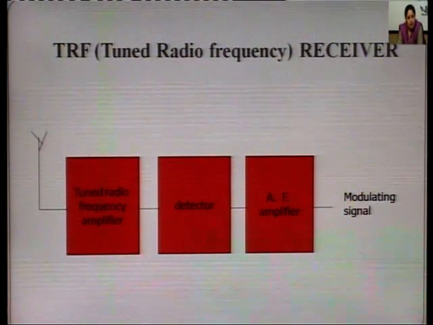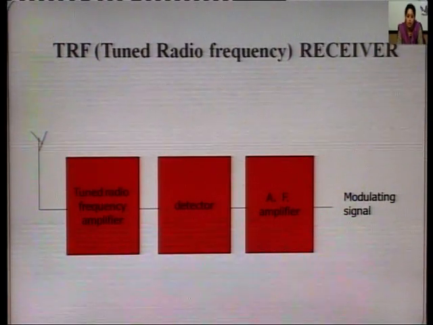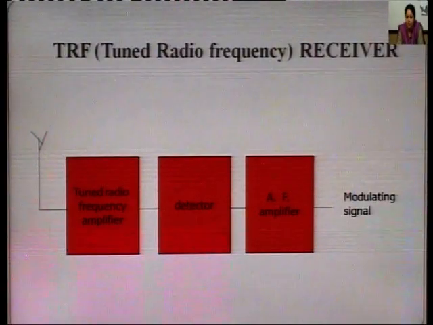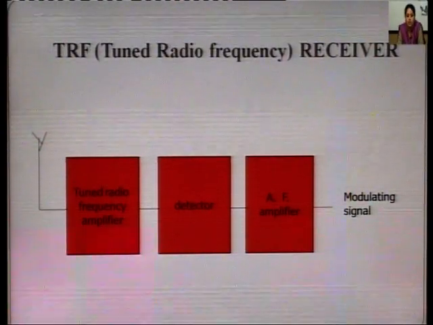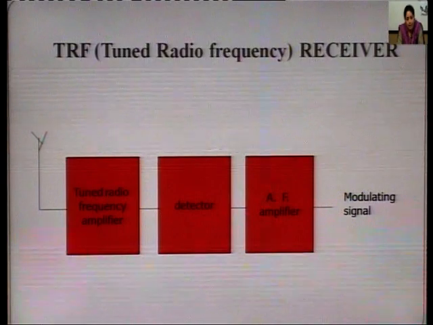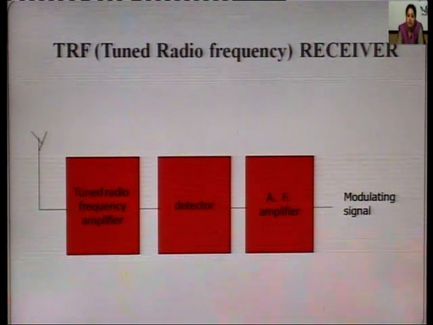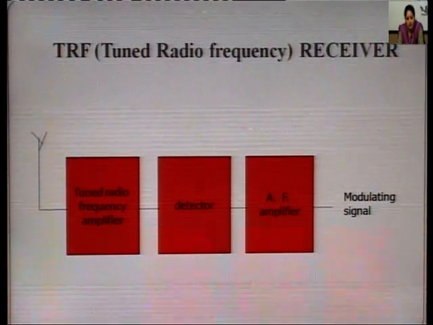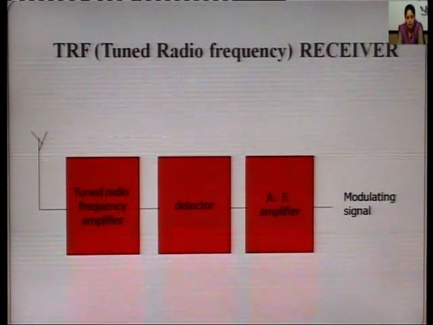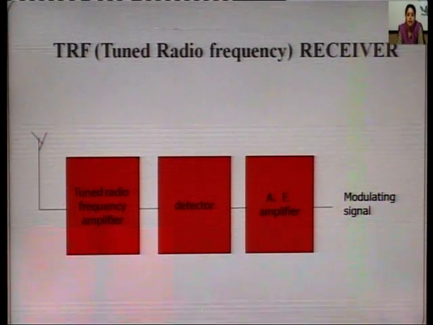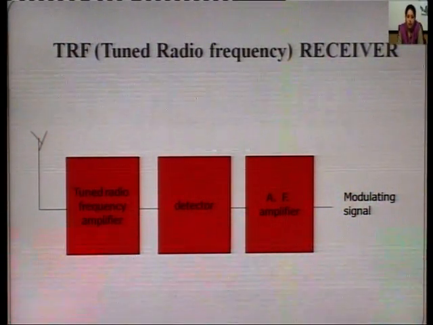This is the basic block diagram of the TRF. The first block shows the tuned radio frequency amplifier, at which you select a particular frequency; it is amplified and given further to the detector stage. At the detector stage, you have various detectors to carry out the demodulation process, so that you can get the original signal back. Then it is given to the AF amplifier, that is, the audio frequency amplifier, and at last you have the amplified modulating signal.